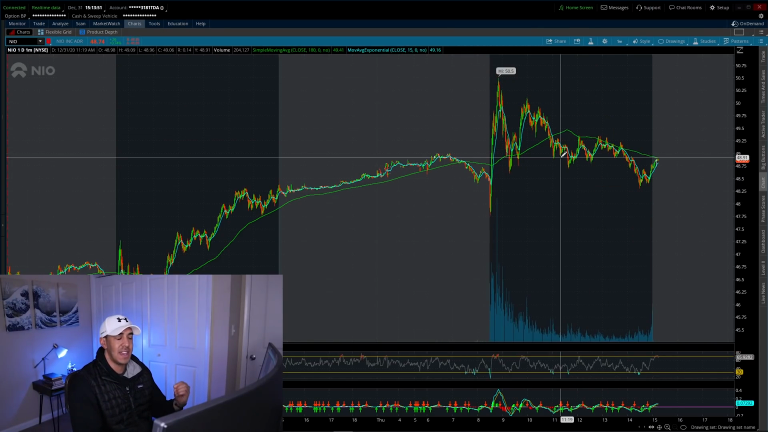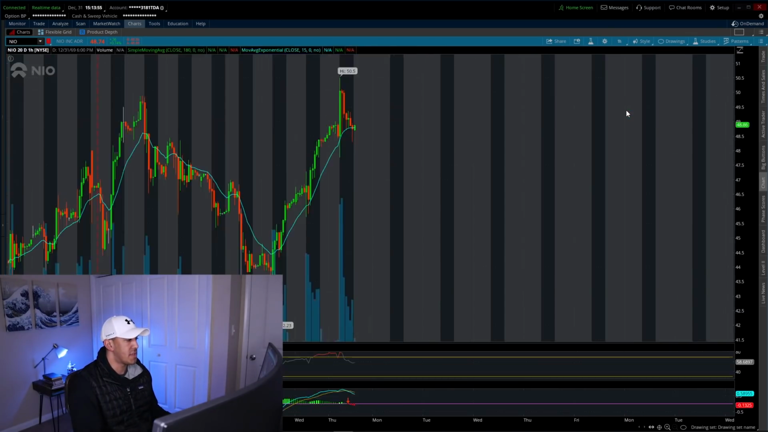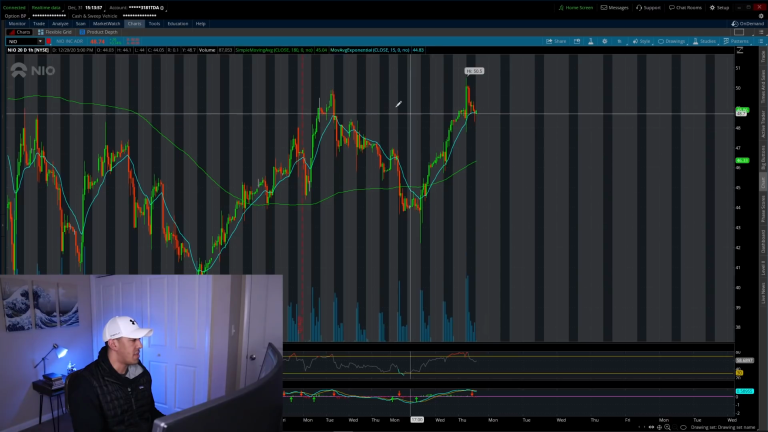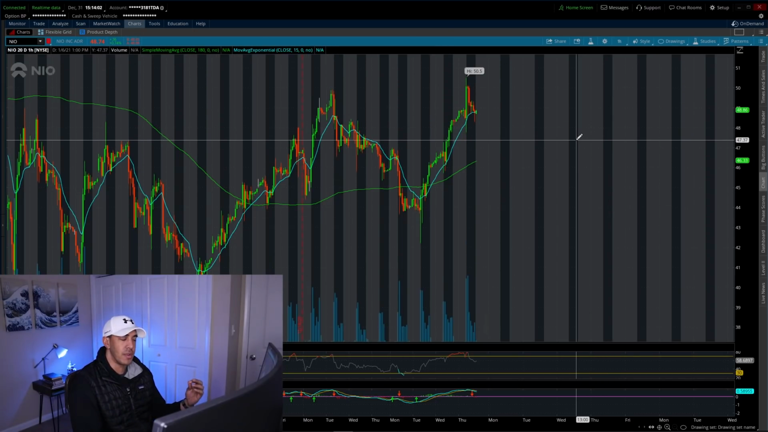Let's take a step back. Let's look at the 20-day chart. So this is the last month for this company. As you can see, we have the last 20 days here. Each candlestick is representative of an hour time span.